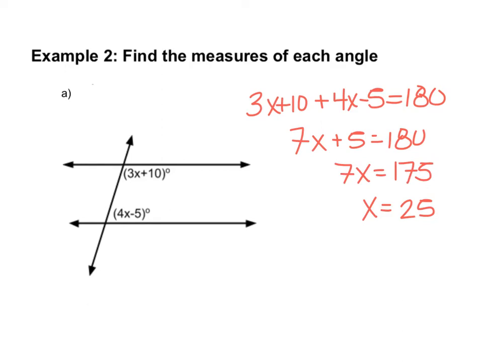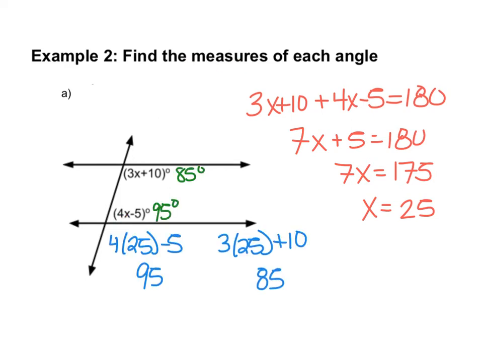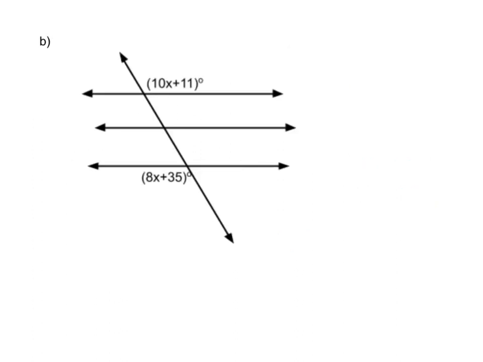So using my algebra skills, here's 3x plus 10 plus the 4x minus 5 equals 180 because they are supplementary, because they are same side interior angles. Combine like terms, start solving. X equals 25, so now I'm going to go ahead and plug in the 25 into each of these locations and find the actual measures of each angle. So plugged it in, simplified. The bottom angle here is 95 degrees, the top angle is 85 degrees.